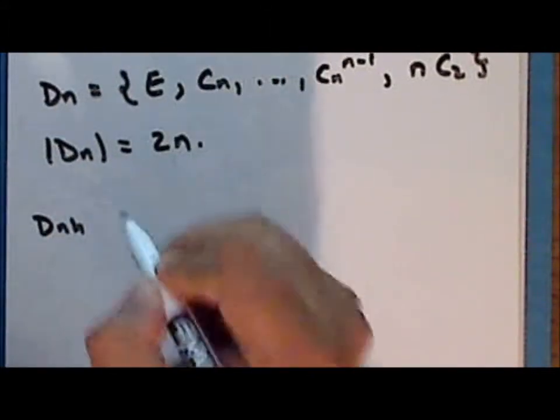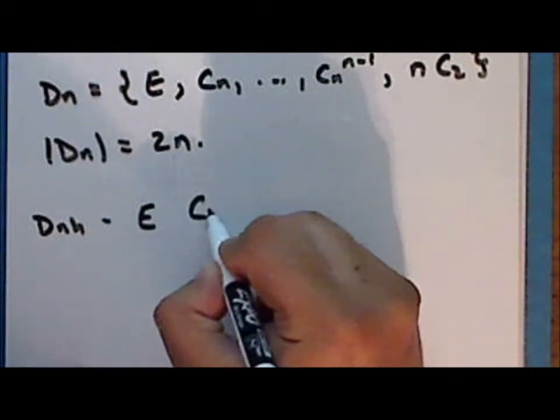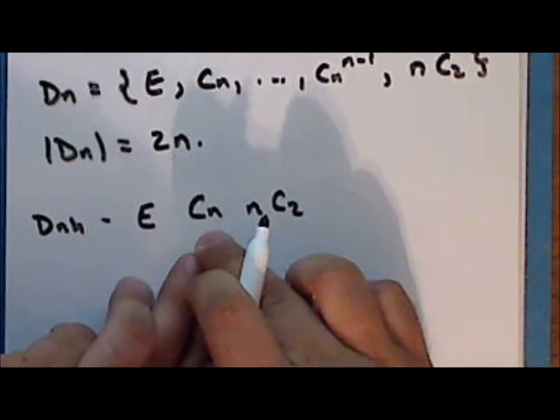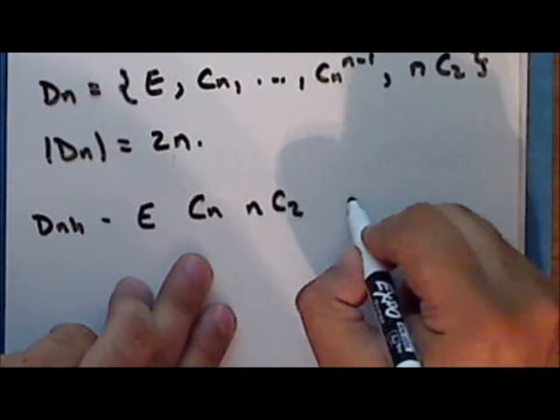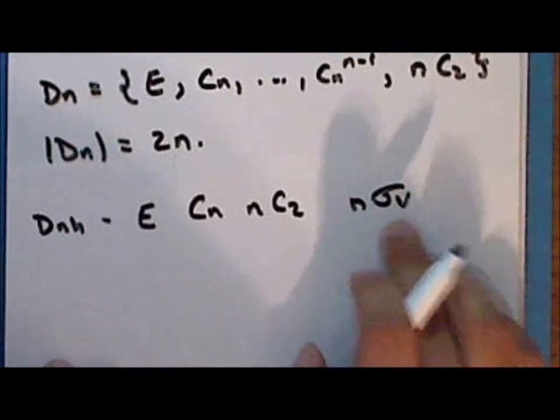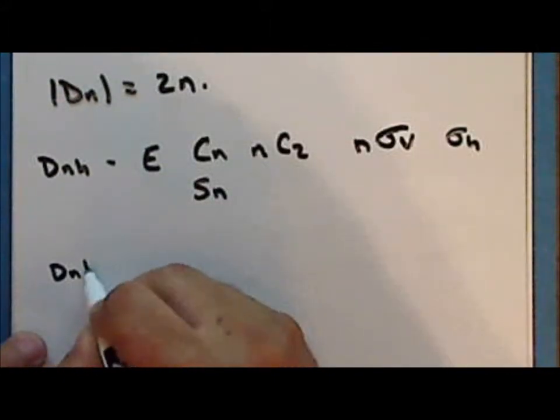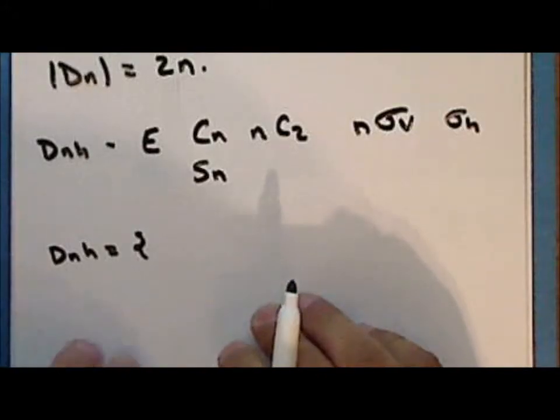Now the D_nh point group has a primary axis of rotation, C2 axes perpendicular to the C_n axis, and vertical planes. Now some of these vertical planes may be a dihedral plane, but the element which distinguishes the D_nh point group is a horizontal mirror plane. Now because we can perform a rotation followed by a reflection through a plane perpendicular to that axis, we also have an S_n axis. So the distinct elements of the D_nh point group can be represented as follows.